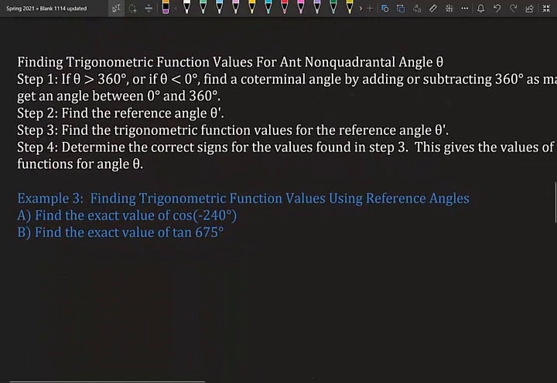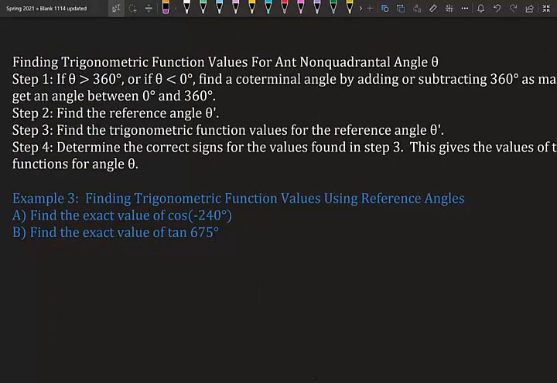Alright, finding trig function values for any non-quadrantal angle, theta. So the first thing we need to do is, if it's above 360 or less than 0, we need to find the coterminal angle to get it in between 0 and 360. Then we find the reference angle, find the trig function values for the reference angle, and then determine the correct signs found in step 3. So is it supposed to be positive? Is it supposed to be negative?